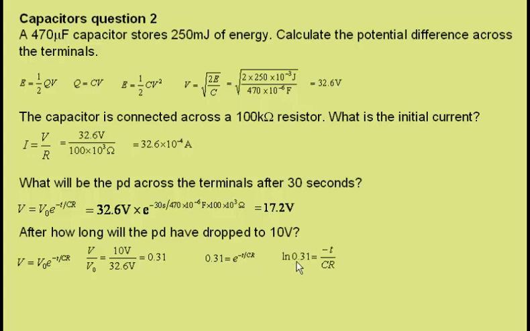Taking natural logs of both sides, we get ln 0.31 is equal to minus t over CR. Rearranging for t, we get t is equal to minus the capacitance, 470 microfarads, times the resistance, 100 kilo ohms, times ln 0.31. And this comes out at 55 seconds.